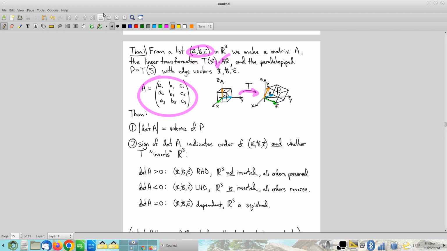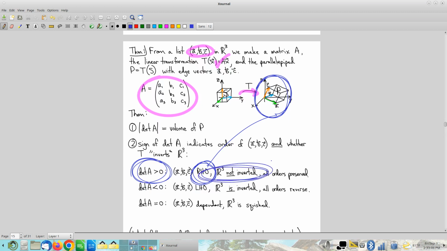And furthermore, right-handed and left-handed, keeping in mind that these standard basis vectors, that's always right-handed, right? Let's see, let me highlight here. If the determinant is positive, and that means that this list over here is right-handed, well, then this linear transformation turned a right-handed list into a right-handed list. So it's some combination of rotations and stretches and shears, but no reflection. And so there is no inversion of space in that case.